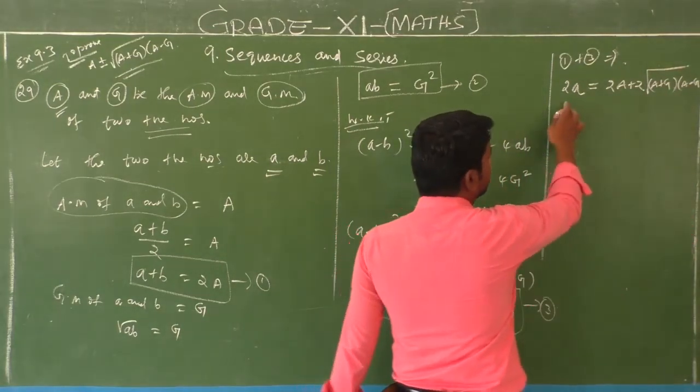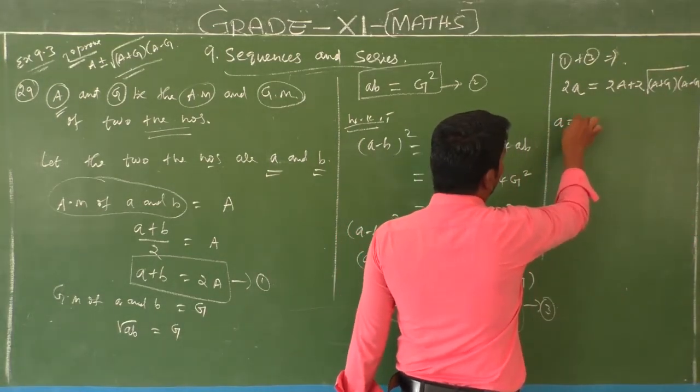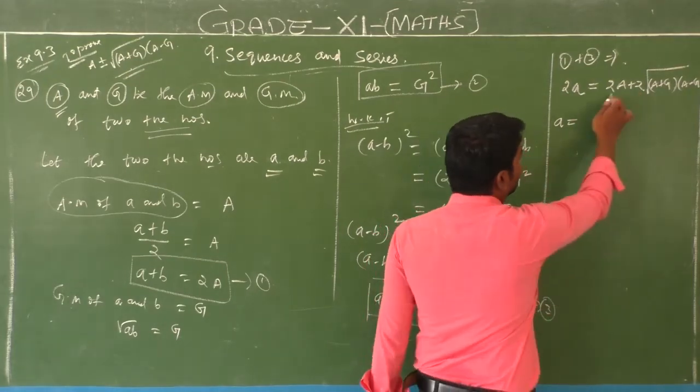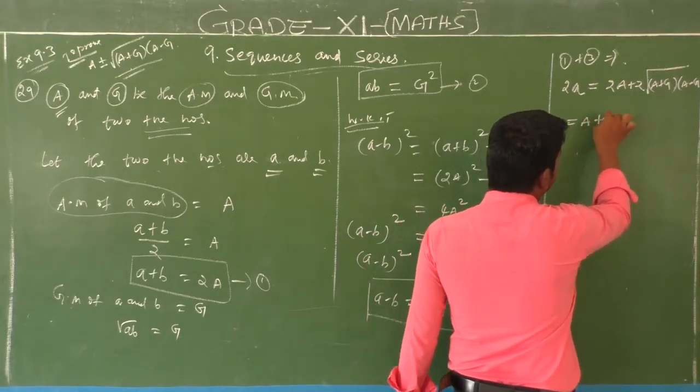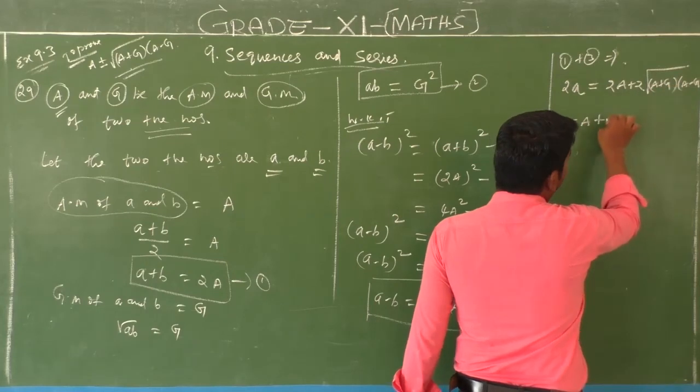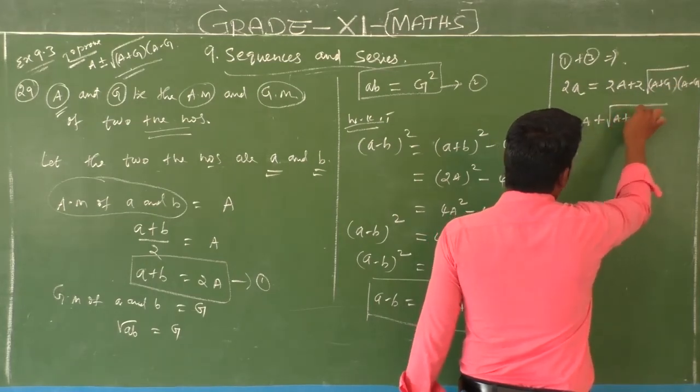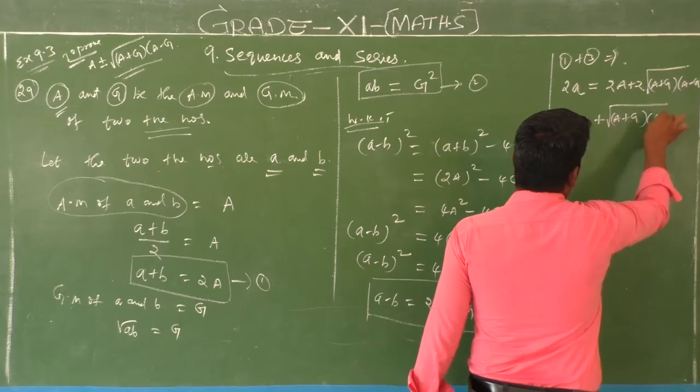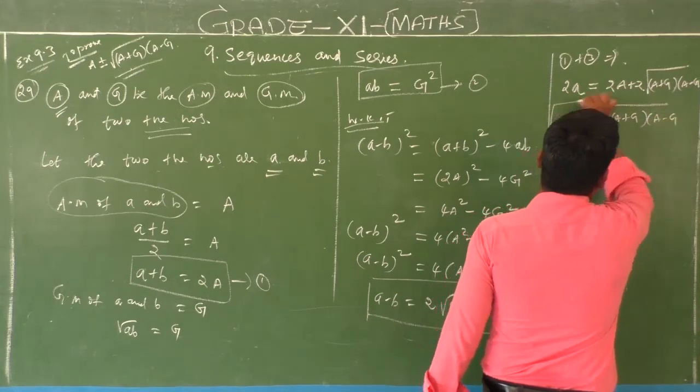Solving this, a is equal to 1 by 2 of this term. So 1 by 2 of 2A is A, plus 1 by 2 of 2 root, which is root of (A plus G) into (A minus G). This is the value of a.